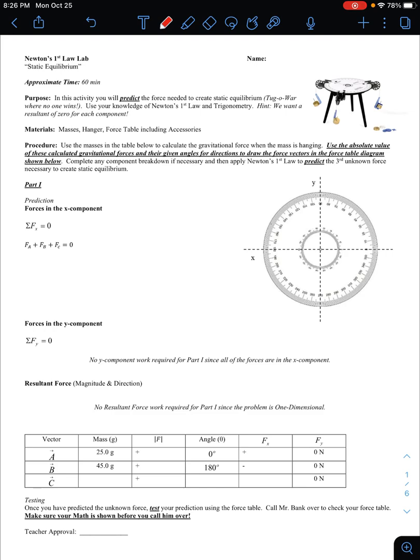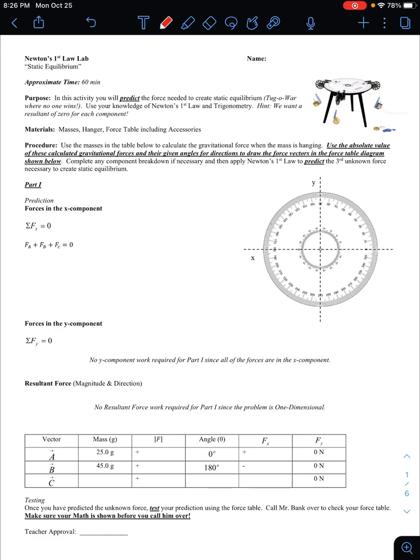So I'm going to do a couple of these for you guys. It might drag out a little bit, but it's going to help you out with the lab so much. So the table down here is actually what we want to look at. All right, so the idea is we're trying to hang these masses. I'm going to give you two of them that you're going to hang, call it mass A and mass B. And you're going to try to figure out the third mass that needs to be hung and at what angle or direction to balance it all out.